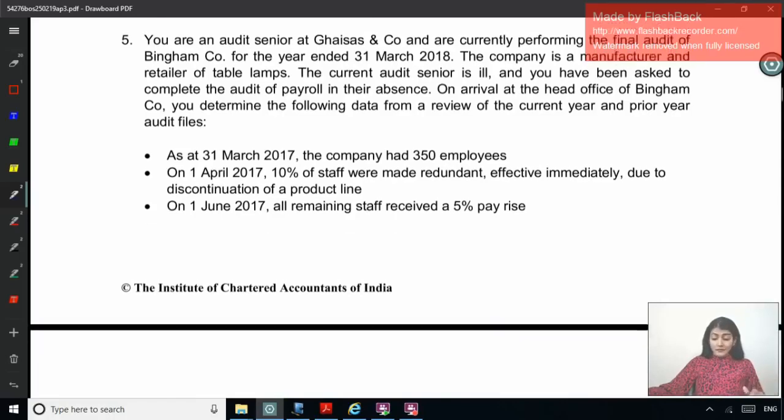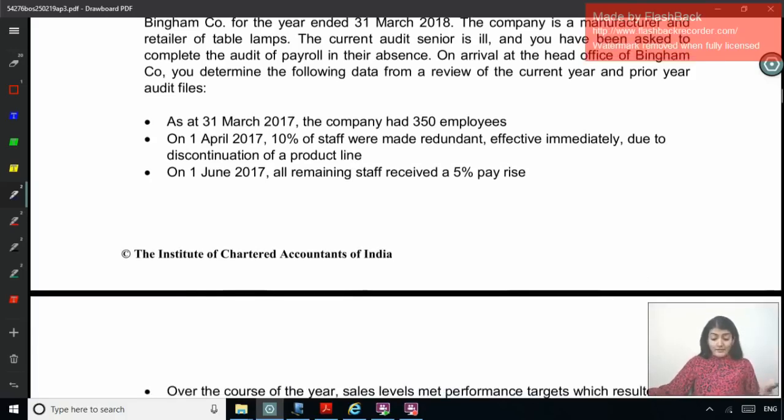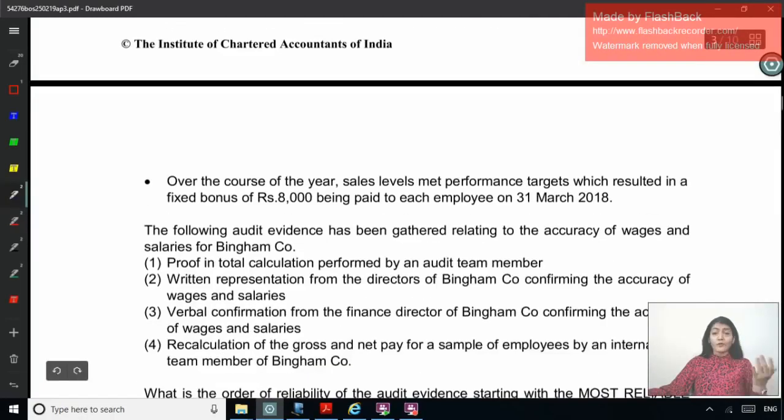As of 31st March, the company had 350 employees. On April 1, 10% of the staff were made redundant, effective immediately, due to discontinuation of a product line. All remaining staff received a 5% pay rise, right? So they had 350, they removed 10%, and the remaining got a 5% pay rise. Over the course of the year, sales levels met performance targets, which resulted in a fixed bonus of 800 being paid to each employee on 31st March 2018.